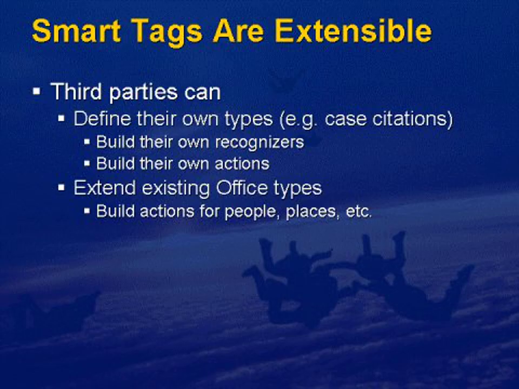So let's say you go off and define one for case citations, like a few people have done already. You can write a recognizer that recognizes case citations, maybe by looking for a particular pattern that cases fall into, or doing database lookup, that sort of thing. And secondly, you can provide actions for that, like checking the status of a case on the web, or adding a case citation to my document.